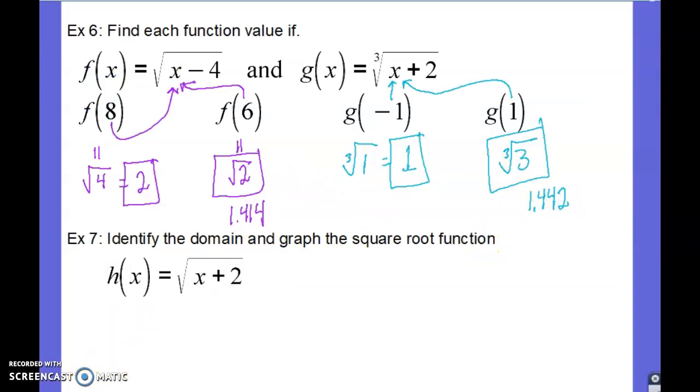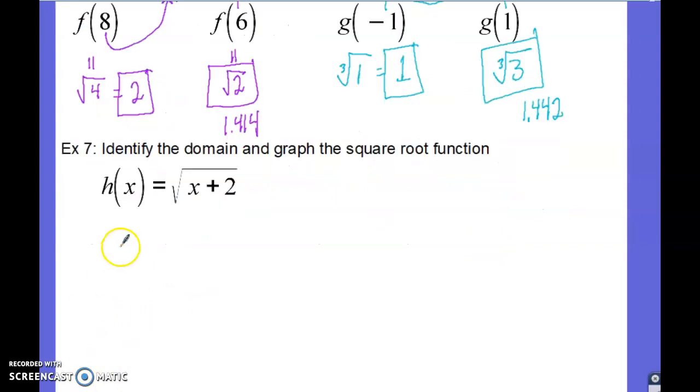Now here's the thing, we're moving on to domain and graphing, which I know you did in Algebra 2, at least the graphing part. You may remember from Algebra 2 that the square root function, I'm showing you the parent function of the square root, starts at the origin and goes up and to the right like this. And if you don't believe me, you can use your graphing calculator, or you can use a table. You can make a T-chart and come up with these points.